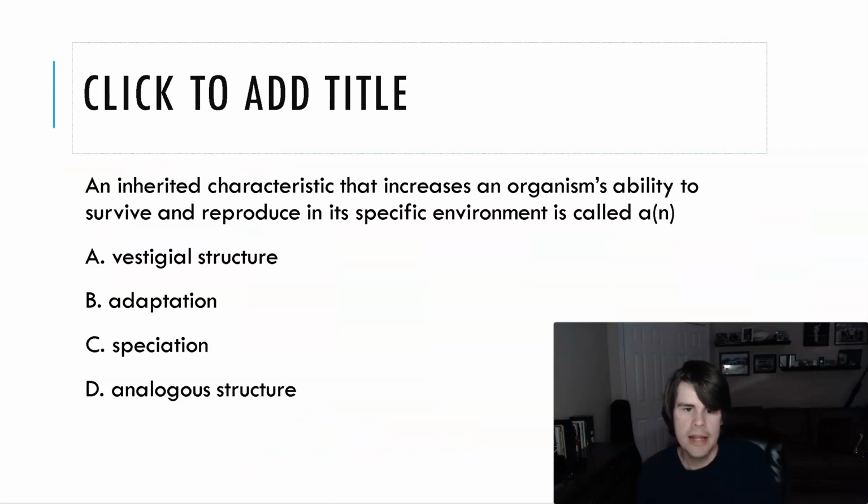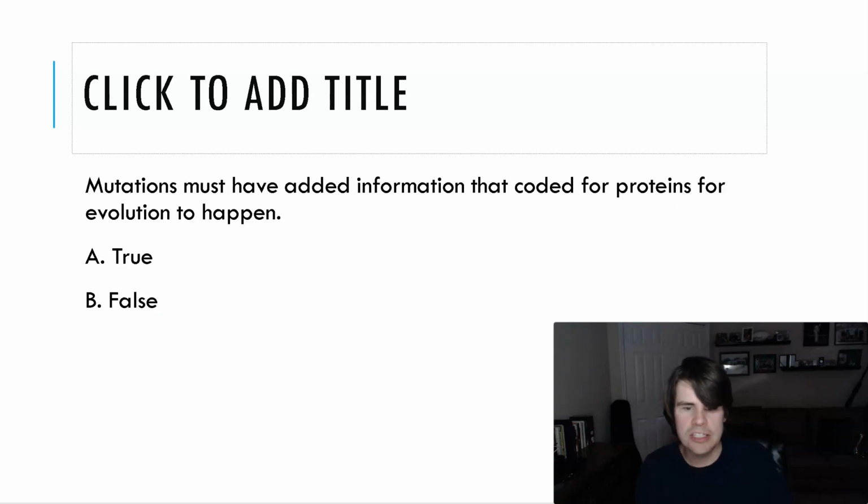Number one. An inherited characteristic that increases an organism's ability to survive and reproduce in its specific environment. Well, hopefully you can see that the answer is B, adaptation. And number two, mutations have added information that code for proteins for evolution to happen. They must have added information, and that is also true.